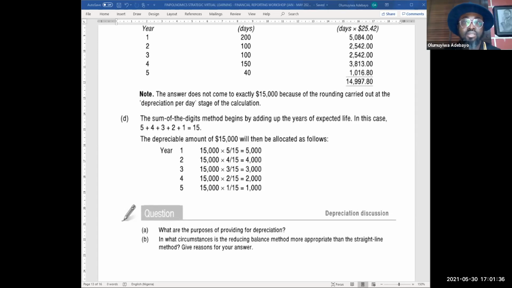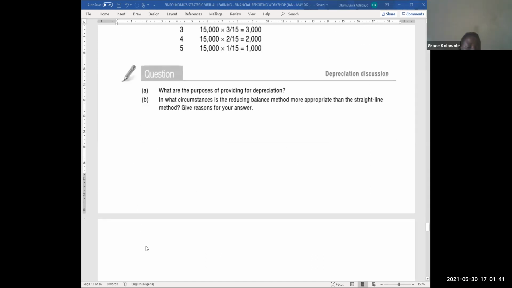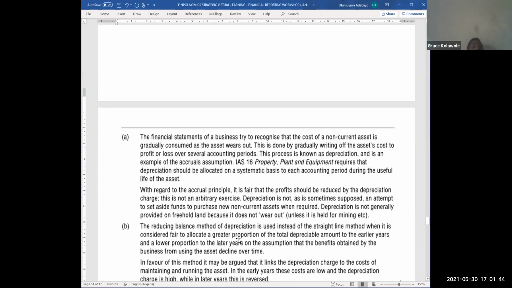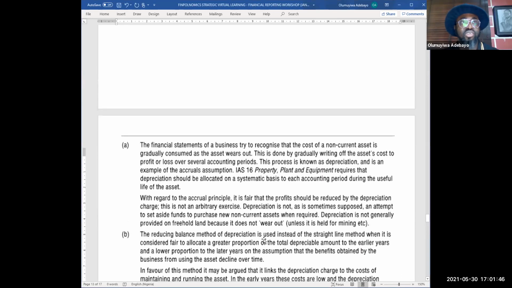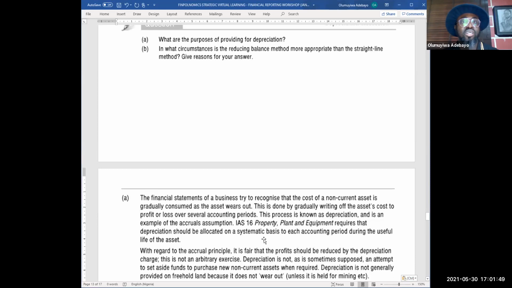Okay. Now let's look at this. Madam, can you read it out as a justification for the answer you've given? What are the purposes of providing for depreciation? Can you read this out? Hello, can you hear? You are muted.